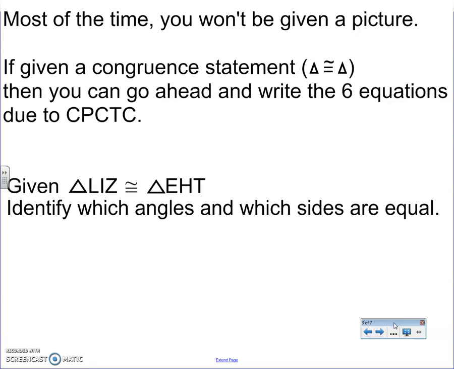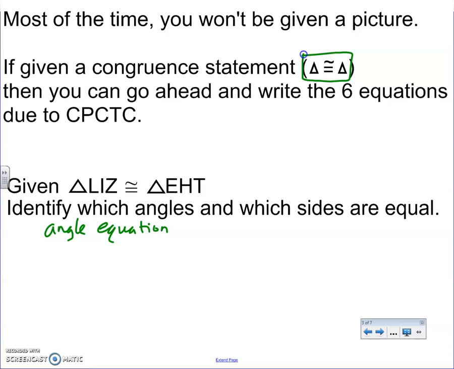So most of the time you're not going to be given a picture. If they give you the congruent statement, that is very important. Once you see that, then you can go ahead and write the 6 equations due to CPCTC. So here, given triangle LIZ is congruent to triangle EHT, identify which angles and which sides are equal. So angles are 1 letter, so I'll do the 3 angle equations.